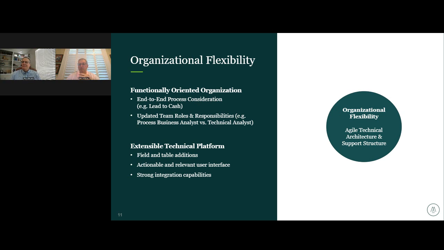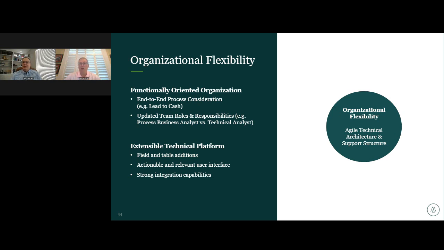Mike, anything to add there? No, I think that's great. I think it does go into both things. Going back to our theme, you've got a functionally focused area and a technical architecture focused area, and you need both. You need to have them equally weighted as you look at your roadmap and your plan.